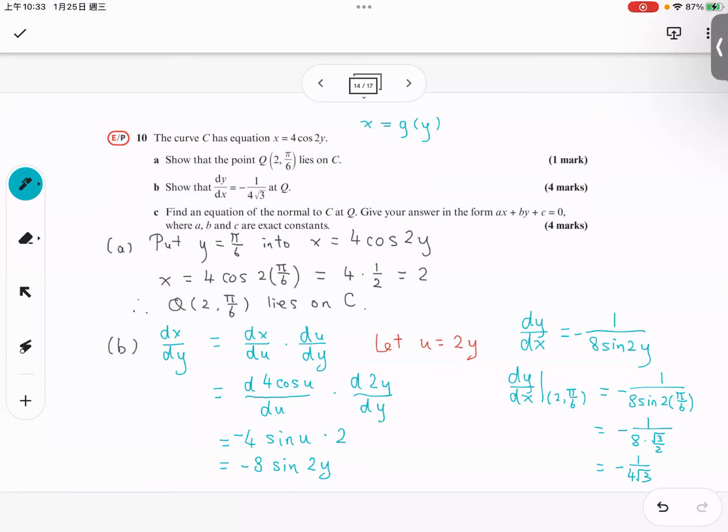And for part C, you're going to find the equation of the normal also. Another thing you need to do is find the intercept, and give your answer in the form of ax plus by equals 0. So please pause now to make sure that you have copied down what you have learned in part A and part B, so that I will erase them all and go to part C.